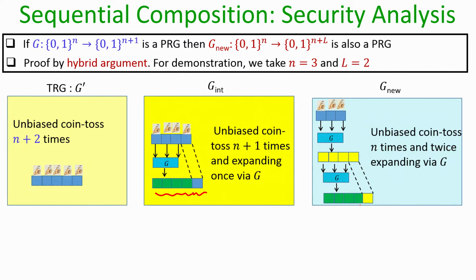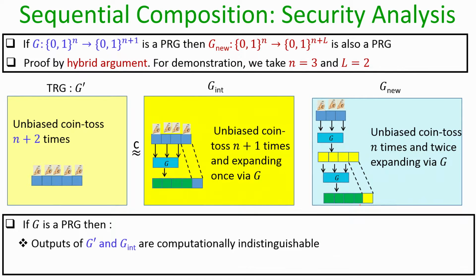So, you can see that you now have 3 different constructions: the construction of a true random number generator which outputs a string of length 5 where all the 5 bits are uniformly random, the construction G new, which is the construction that we have proposed which produces a pseudo random string of length 5 bits by using 2 invocations of G, and an intermediate algorithm G int which also produces a pseudo random string of length 5 bits, but by using just 1 invocation of algorithm G.